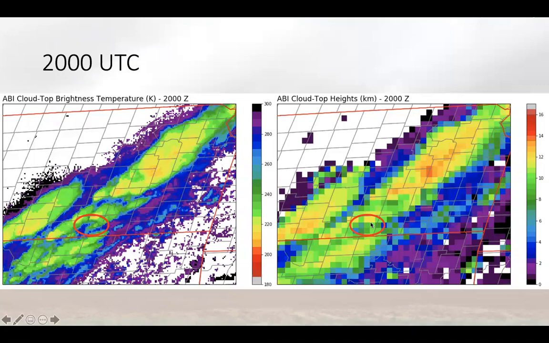The same story can be said with the ABI data. You can see the initial initiation here from the brightness temperatures, reaching below that 240 Kelvin region, so this is a likely region to begin to have lightning flashes associated with it. The cloud top heights, on the other hand, the resolution actually turns out to be a little bit too coarse for right now, and we really aren't able to see that initiation because of the storm to the north that is impacting those observations.